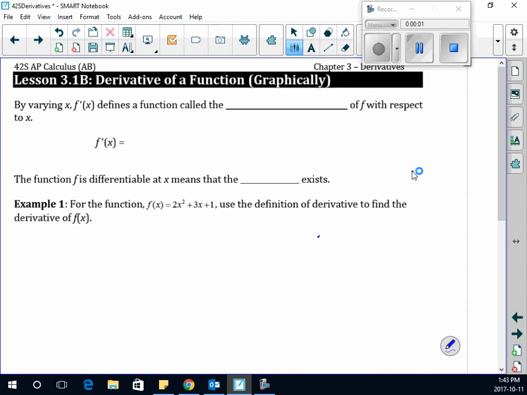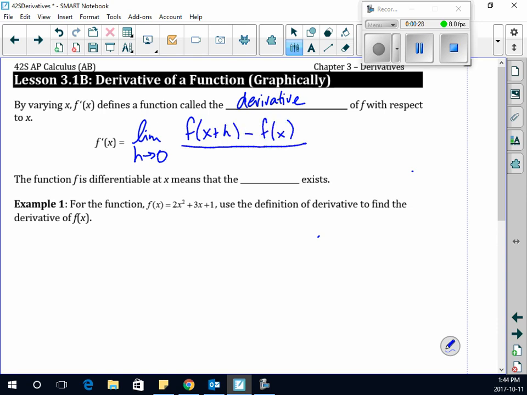By varying x, f prime of x defines a function called the derivative of f with respect to x. And so what's the definition of f prime? The limit as h goes to 0 of f of x plus h minus f of x all over h.